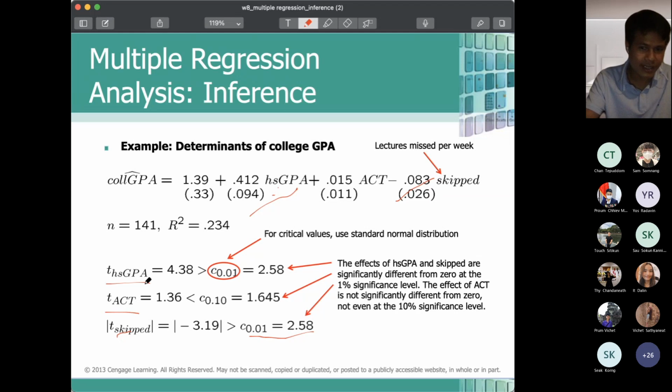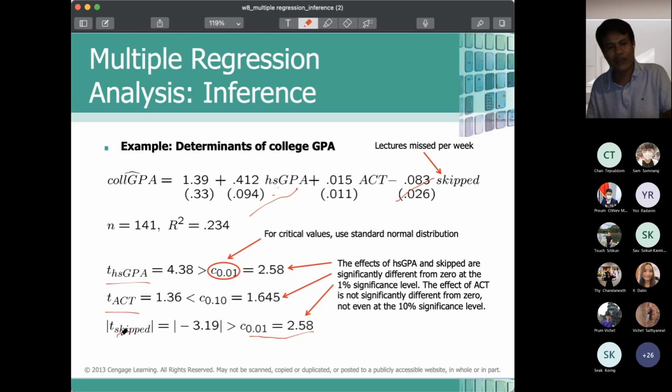Can I have a look here? Do we accept or reject the null hypothesis for the T of high school GPA? Accept or reject? How about the T of average class? Sorry, how about the T of ACT? Do we accept or reject? You don't have to answer me. Ask yourself. Do we accept or reject the null hypothesis for the T of high school GPA? Do we accept or reject the null hypothesis for the T of ACT?